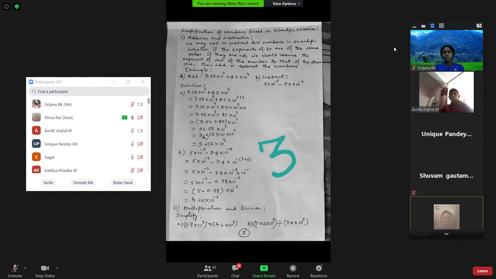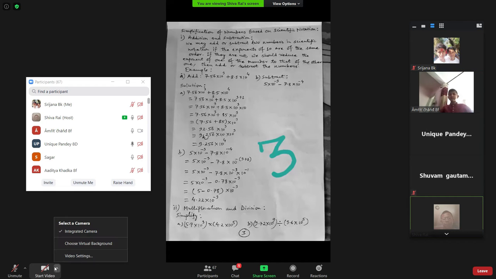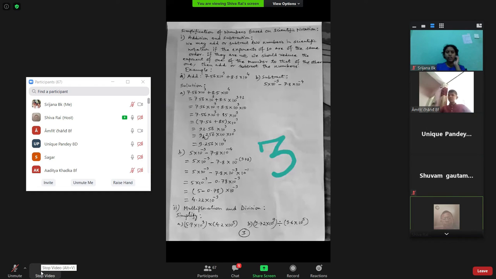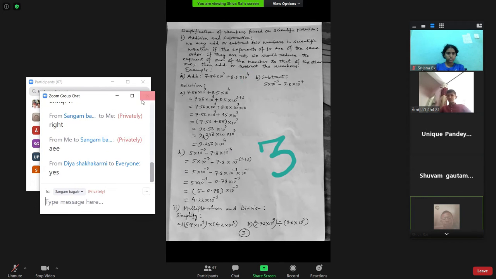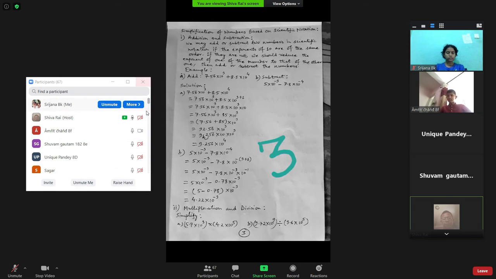Now you look, in the first term also 10 to the power minus 3, in the second term also 10 to the power minus 3. Now 5 into 10 to the power minus 3 minus 7.8 into 10 to the power minus 1. That is equal to 7.8 divided by 10. If you bring down that 10 to the power minus 1 in the denominator, it becomes plus. You know already. So it becomes 7.8 divided by 10.